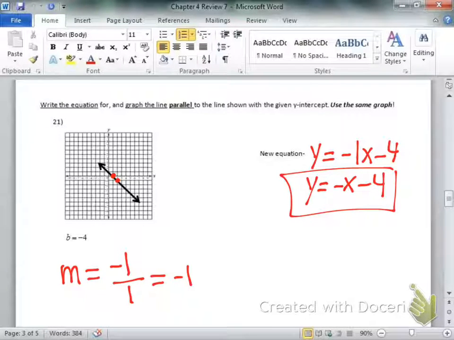Now we can graph that, guys. So we start at the b value. We start at the negative 4. Then we use the negative 1 over 1. Remember, it's always better to think of slope as a fraction when you're graphing. So I'm going to go down 1 and right 1. Down 1 and right 1. And then connect them. Raise your hand if you have any questions on parallel lines.